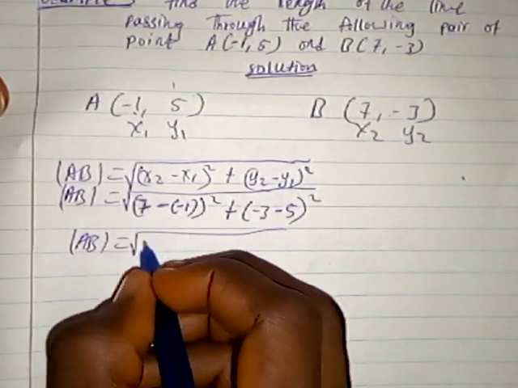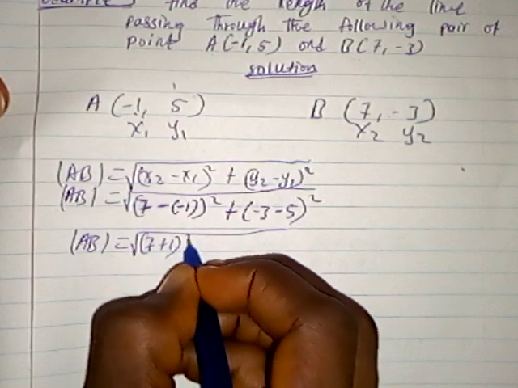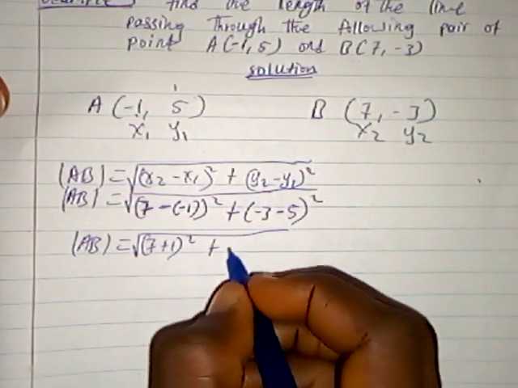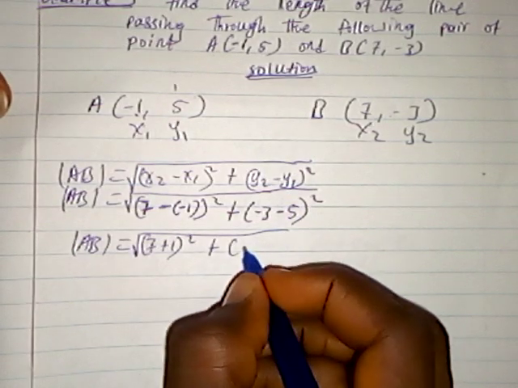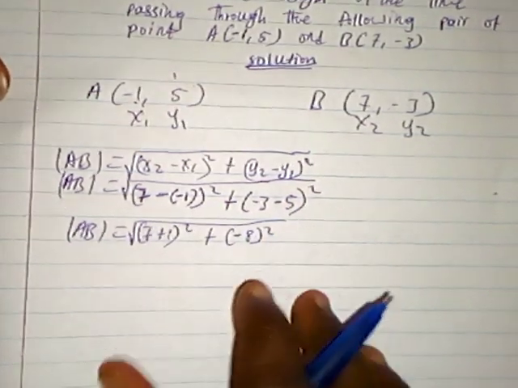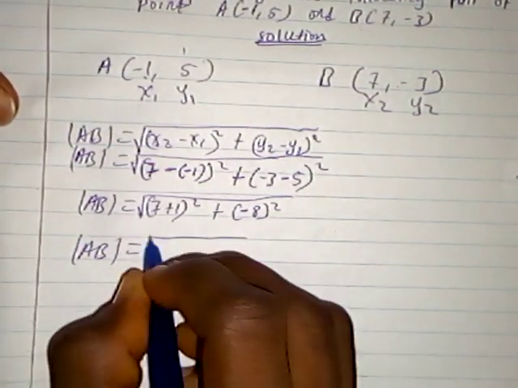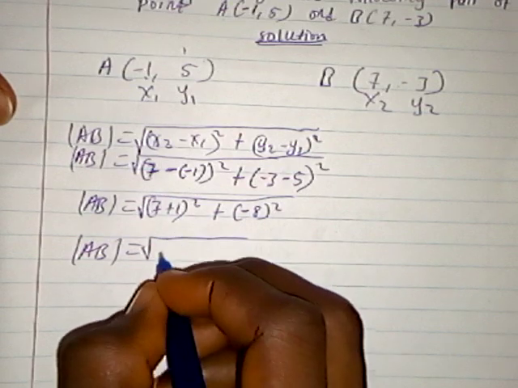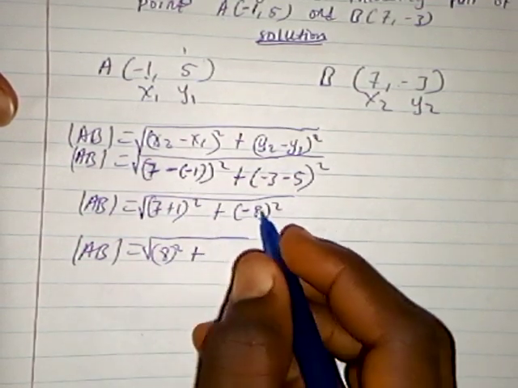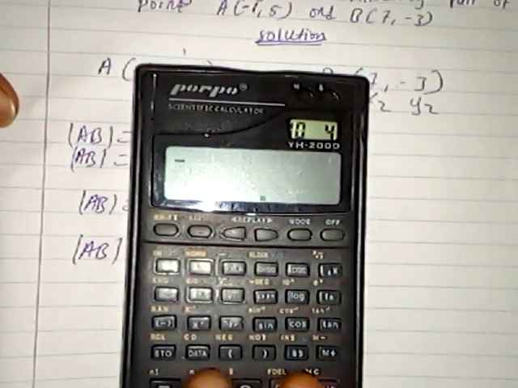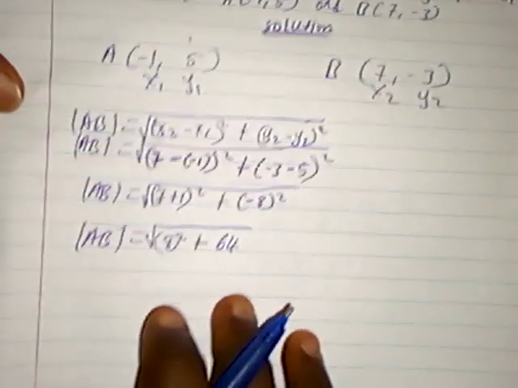So line AB is equal to what? 7 minus times minus is +1 square plus -3 minus 5 is what? -8 square. You get it? Good. So AB is equal to the root of 7 plus 1 is 8 square, right? Plus 8 square is what? If you use your calculator, the square of 8 is 64. Minus 8 square is 64.